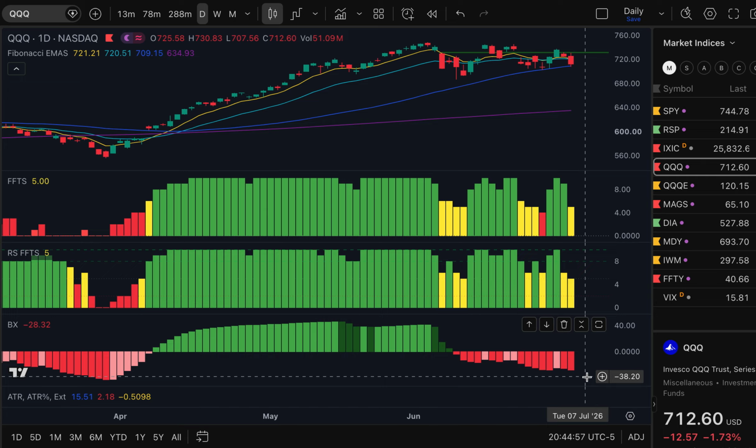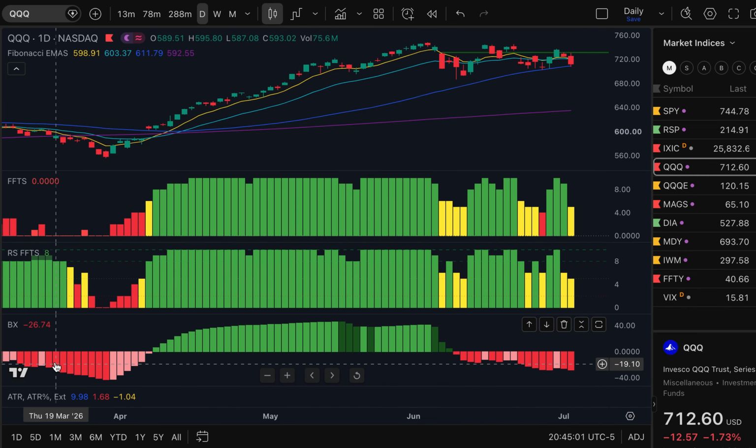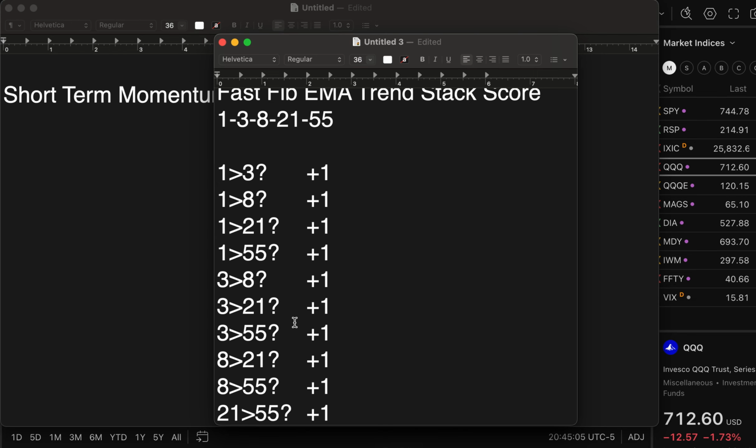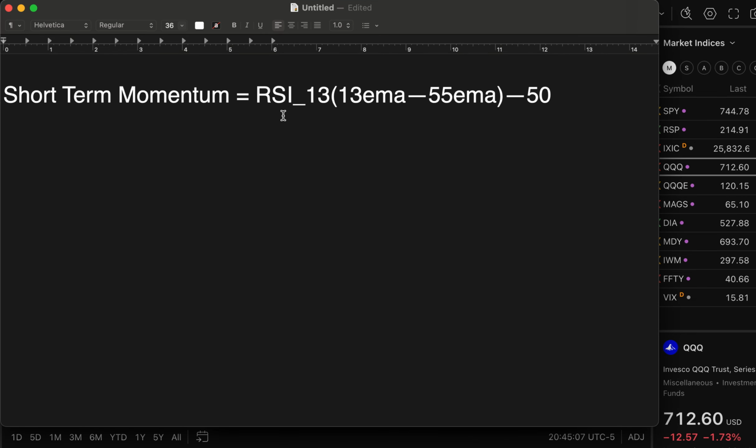The next indicator that I use is this BX indicator. It's a momentum indicator, and what it does is it calculates the RSI of the 13 EMA minus the 55 EMA. So this quantity, the 13 minus the 55, it tracks up and down moves of that quantity over the last 13 days. And RSI outputs a number between 0 and 100.